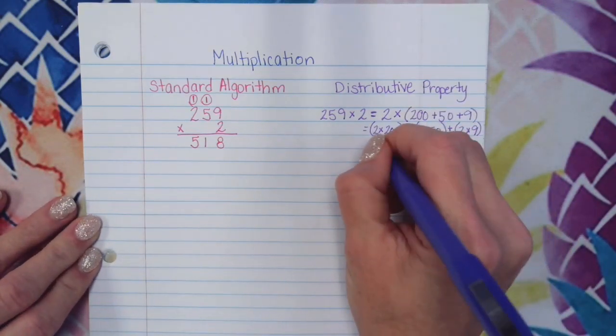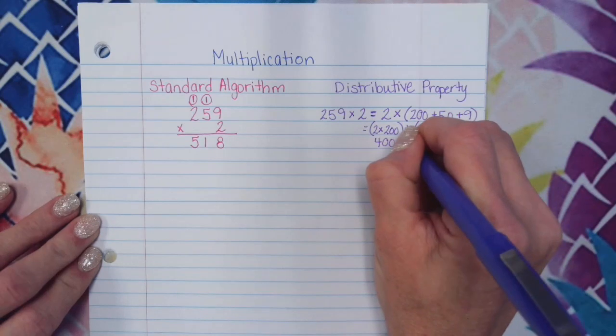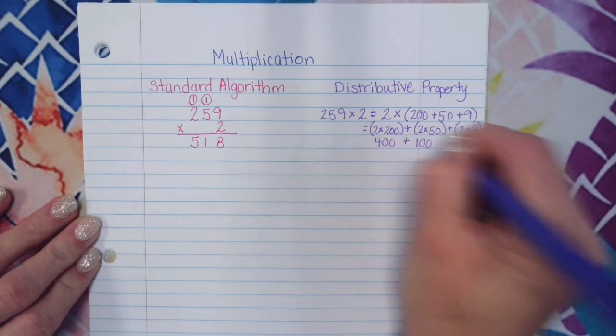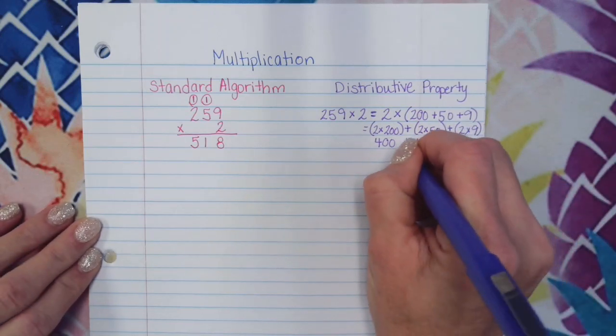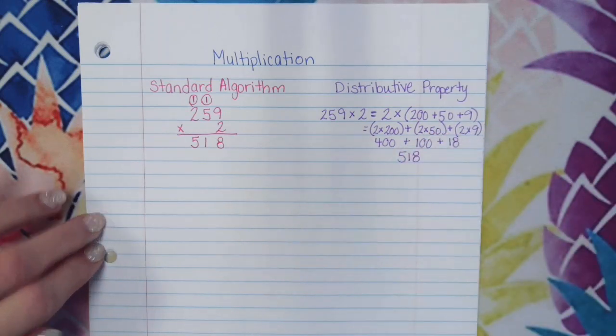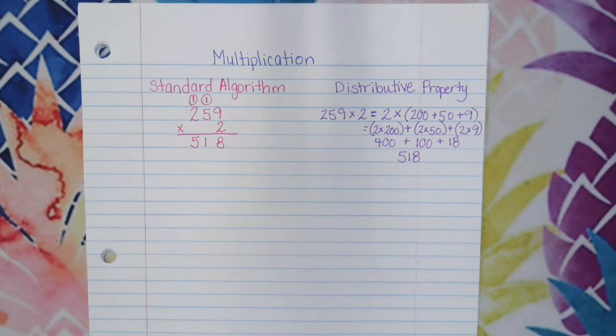So I would say 2 times 200, I know is 400. 2 times 50, 100. And 2 times 9 is 18. And when I add those up, I do get the same answer of 518.